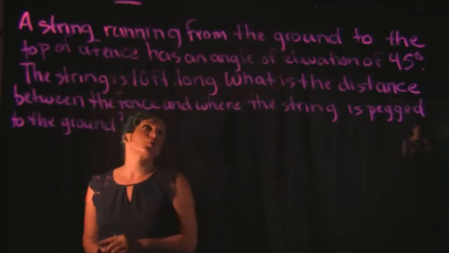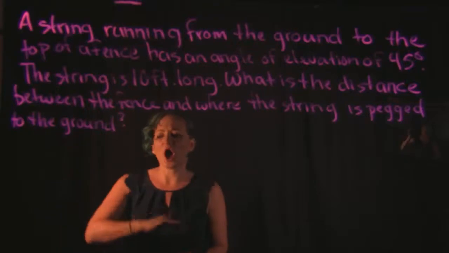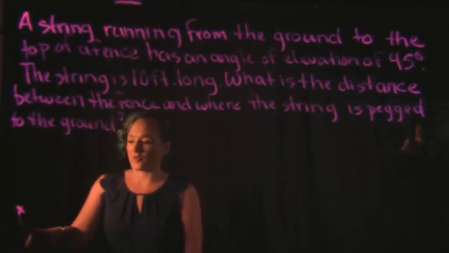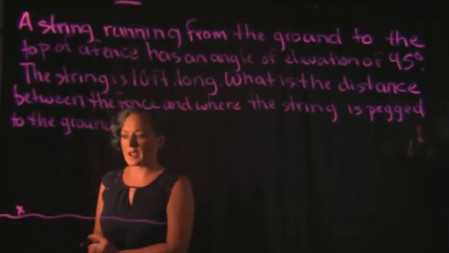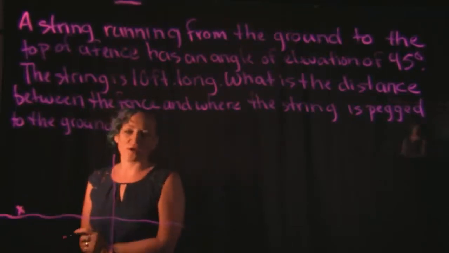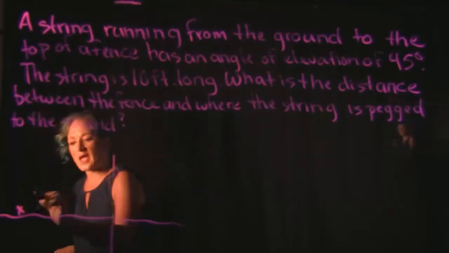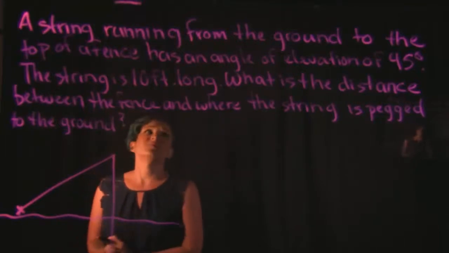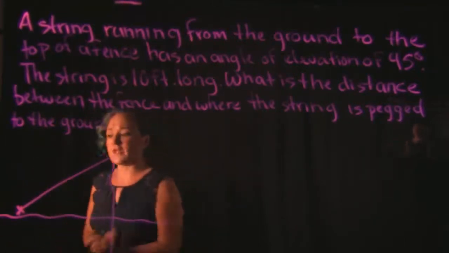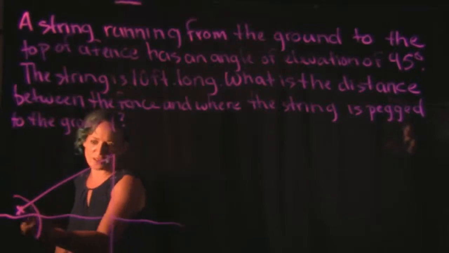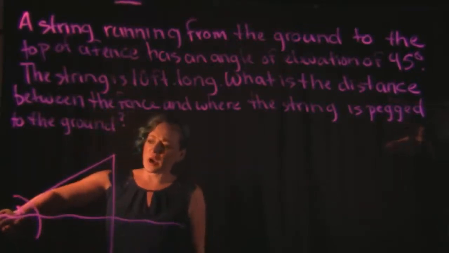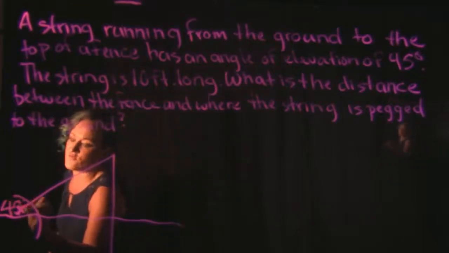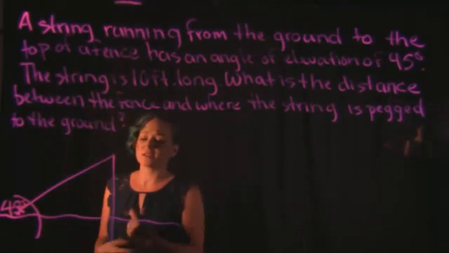So if I have a string running from the ground to the top of a fence, here I'm just going to pick that point, that's where I am on the ground. So here's our ground, okay? We have some fence over here, and we're going to run a string from the ground to the top of this fence. It says that the angle of elevation, the angle formed between the ground and where the string is run, is 45 degrees. So we do know that.